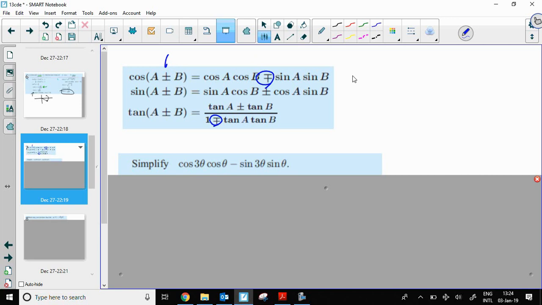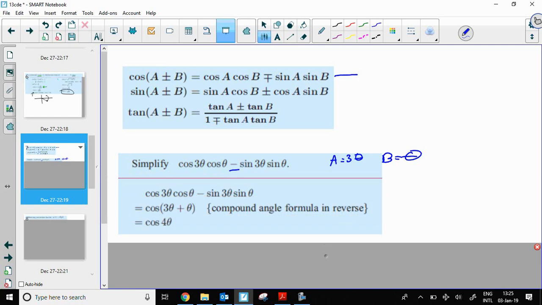Anyway, simplifying. Okay, so we've got cosine of 3 theta times cosine of 1 theta minus sine of 3 theta times sine of 1 theta. This is impossible if you don't know your compound angle identities, right? So look at this. It's the right-hand side of this one. In this case, A is 3 theta and B is equal to 1 theta. Working it backwards, since that's a minus right there, that means that it originally had to be a plus. So this is going to be the cosine of 3 theta plus 1 theta, which is cosine of 4 theta.